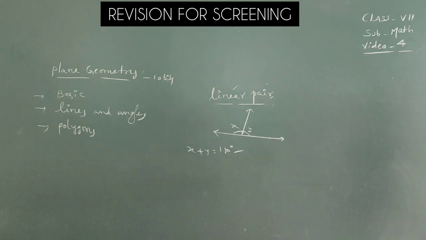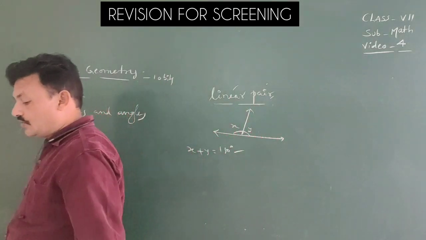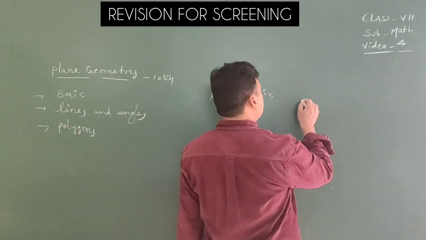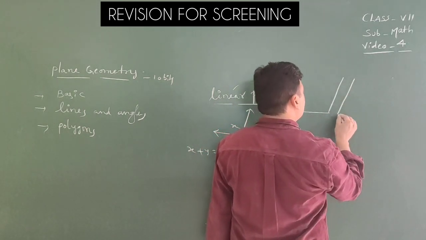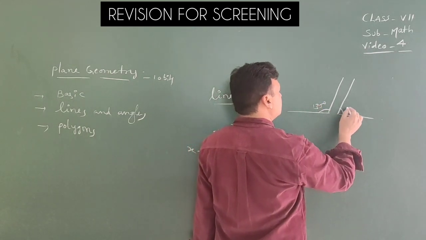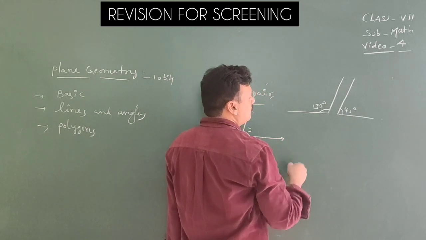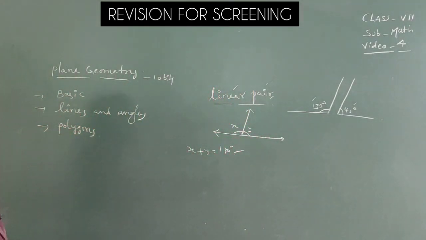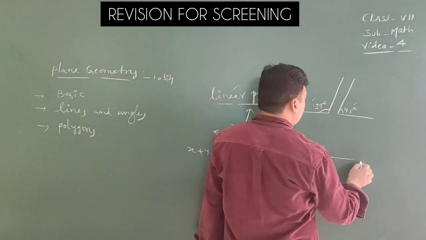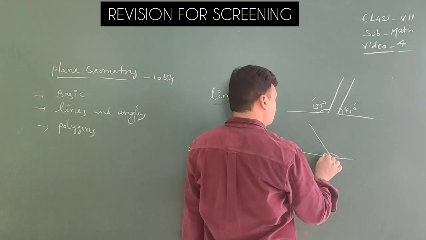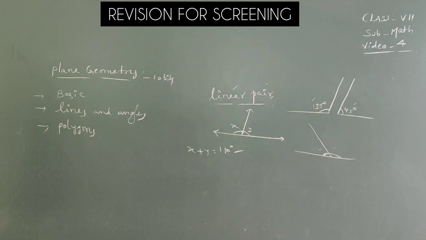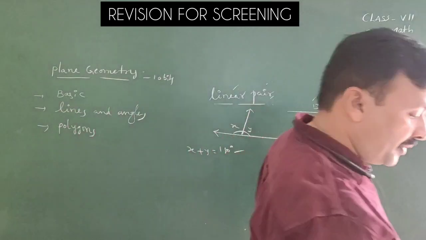If the sum of any two angle measures is 180 degrees, they are supplementary. If the two angles are also adjacent, it's a linear pair. Here 135 degrees, here 45 degrees. 135 plus 45 measures 180 degrees. These are supplementary angles. 135 is supplement to 45, 45 is supplement to 135. Linear pair means they are adjacent, two angles together forming a line. It is called a linear pair.